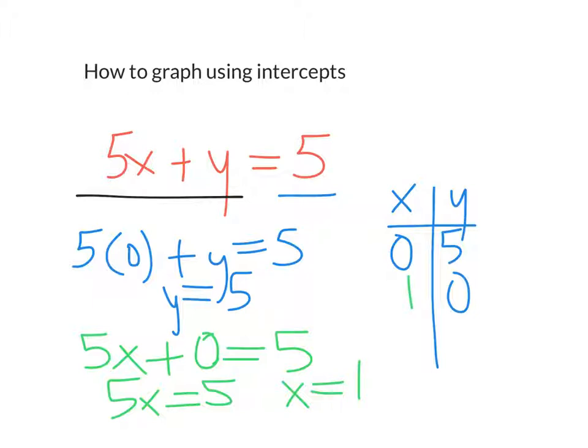So if I were to graph these, I would graph the pair of points 0, 5, and then the other pair of points would be 1, 0. I would just connect the dots on the coordinate plane, and I would be done because I would have a perfectly straight line graph that matches this equation.